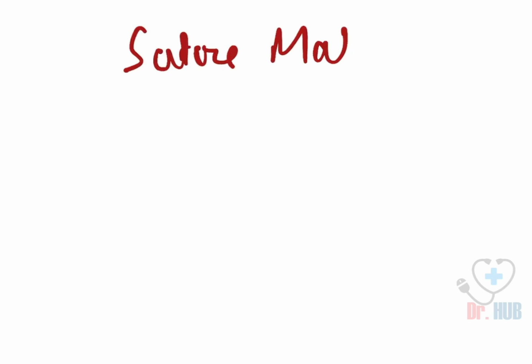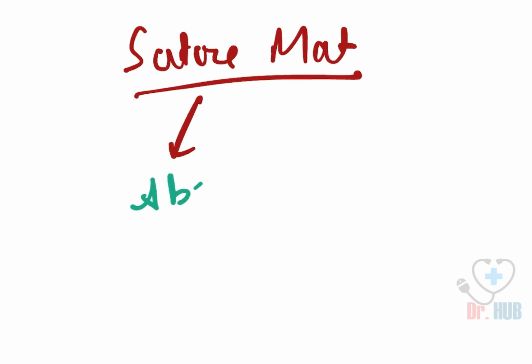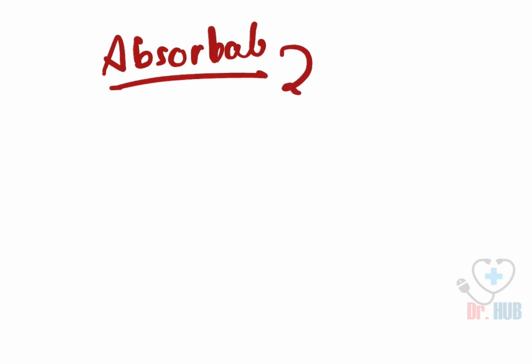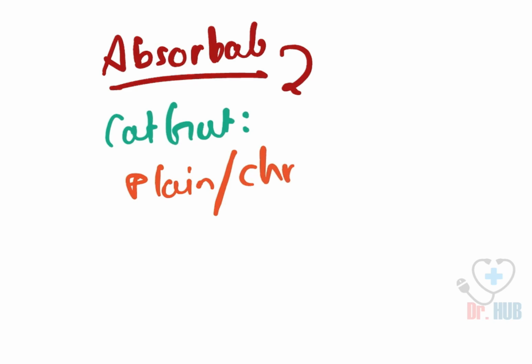Suture materials are divided into two: the absorbable and the non-absorbable. Firstly, we are looking at the absorbable. Under absorbable, there is catgut. Catgut is a plain and chromic type.